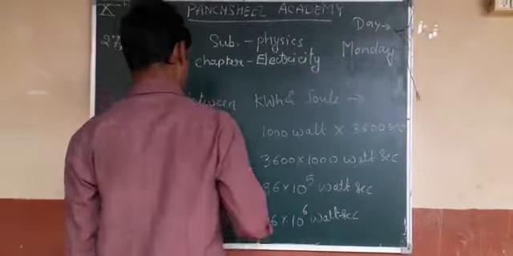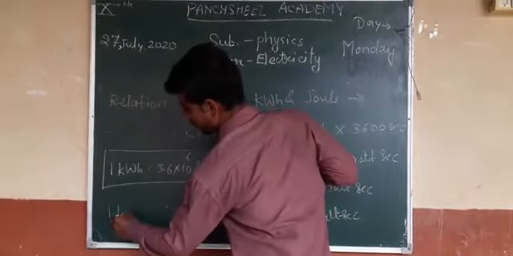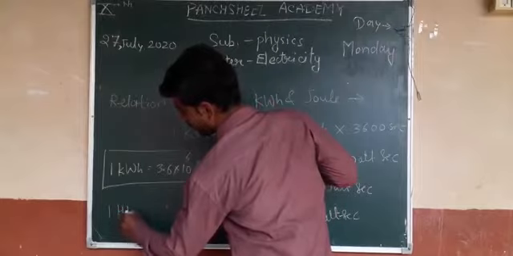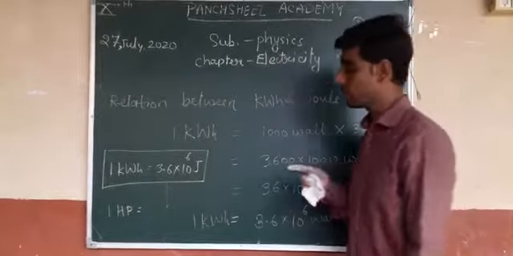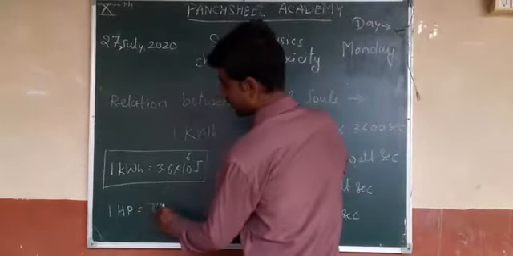One important relation is also 1 HP. 1 HP means 1 horsepower. 1 horsepower equal to 746 watt.